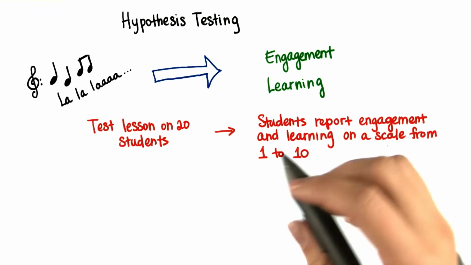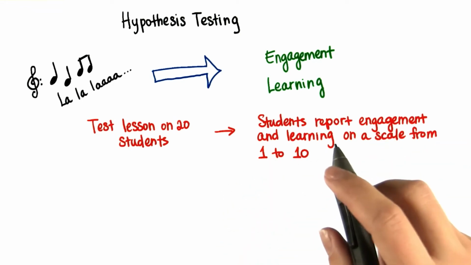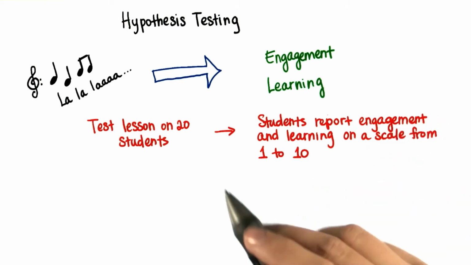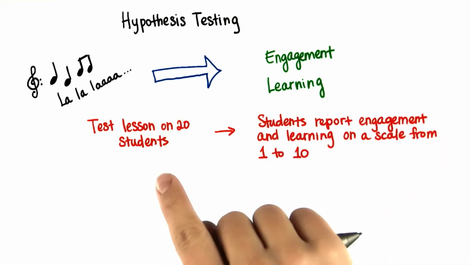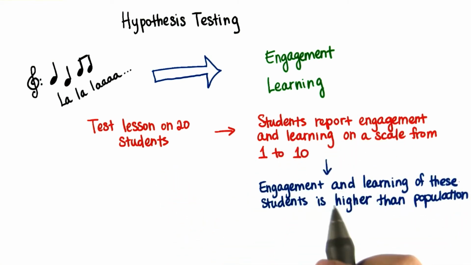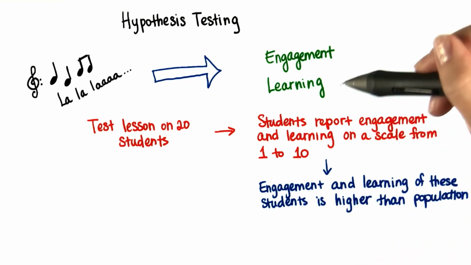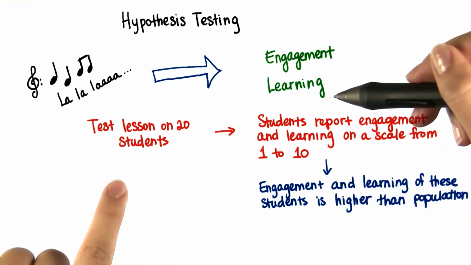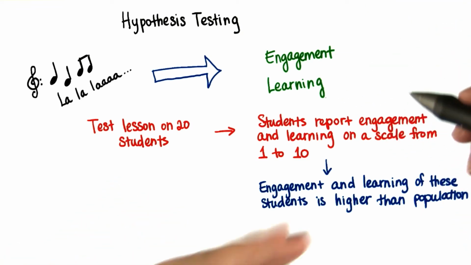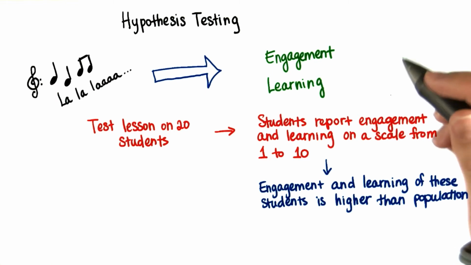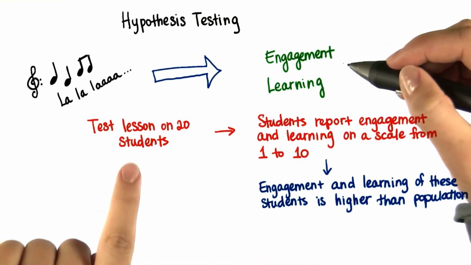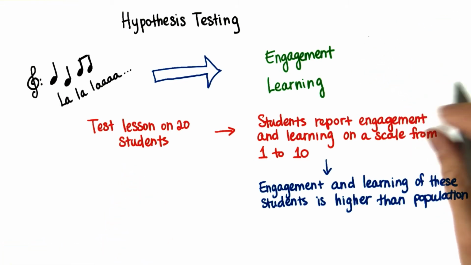Then we pretended that after getting the results from this pilot test, we found that both the average learning and engagement scores were above those of the entire population, all of whom, except for these 20 students, had not seen the musical lesson. Furthermore, we found that the probability of getting at least the mean learning score that we did in this pilot test was about 18%. So that's the probability of getting this mean or higher. However, the probability of getting at least the mean engagement score for these 20 students was less than 1%.